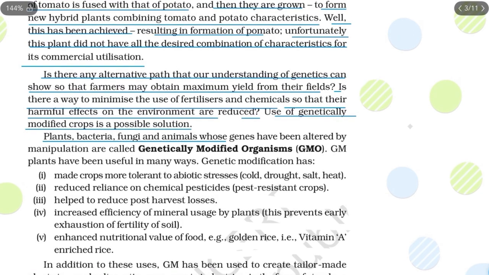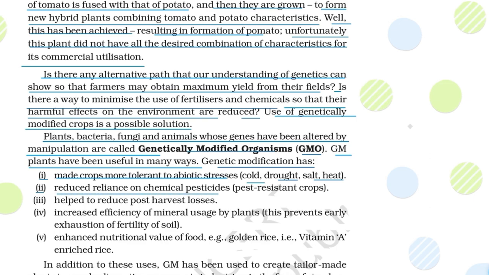Plants, bacteria, fungi, and animals whose genes have been altered by manipulation are called genetically modified organisms, GMO. GM plants have been useful in many ways. Genetic modification has first made crops more tolerant to abiotic stresses: cold, drought, salt, and heat.